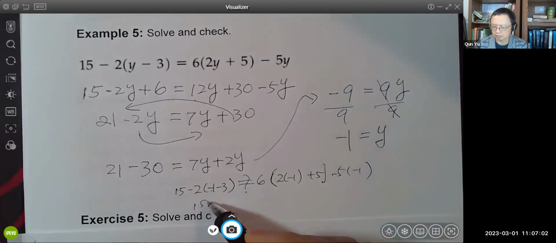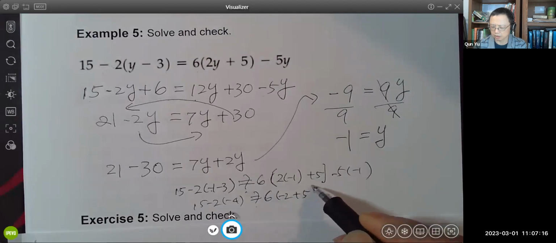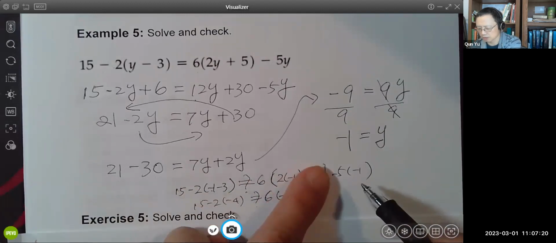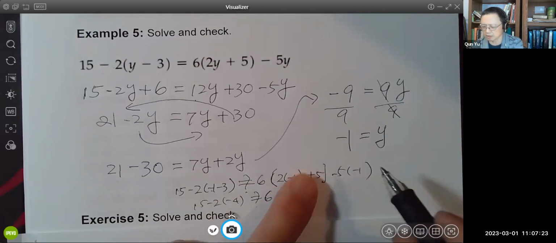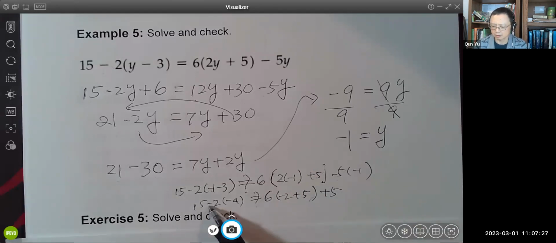So 15 minus 2 times -4. And the other side, inside the parentheses, is 6 times -2, this is -2, plus 5. Let's do it step by step. And then this part, after you write down, this is gone. You got -5 times -1 is positive 5. Now, here, 15, you can copy 15.